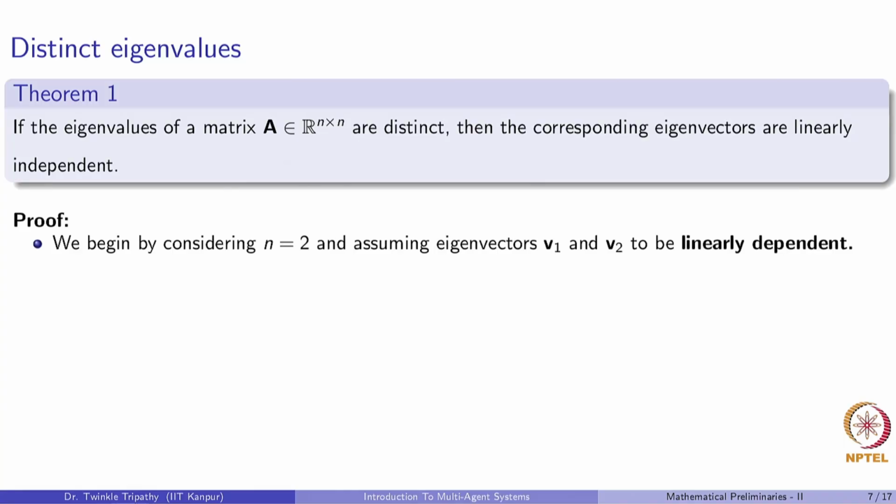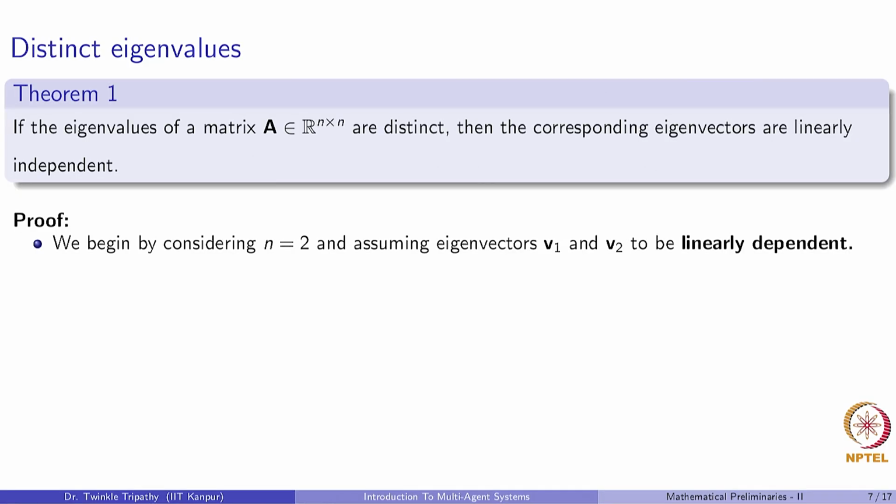depends completely on the nature of its eigenvalues and the associated eigenvectors. So let us start with a matrix A, all of whose eigenvalues are completely distinct, and let's try to see what are the properties associated with such a matrix. Now the first result that we have here says that if we have such a matrix A, whose eigenvalues are distinct, then the corresponding eigenvectors are always going to be linearly independent. Let's see a quick proof of this.